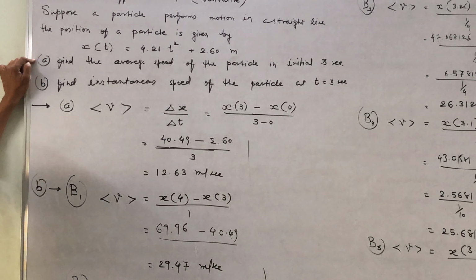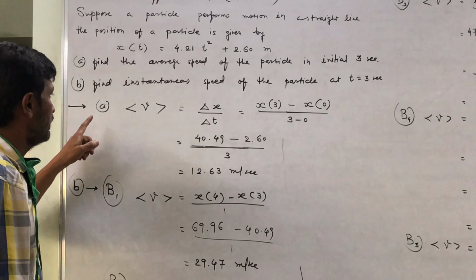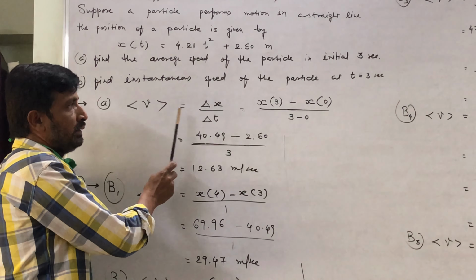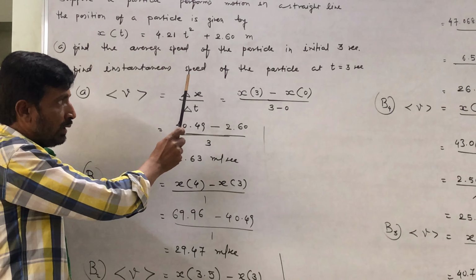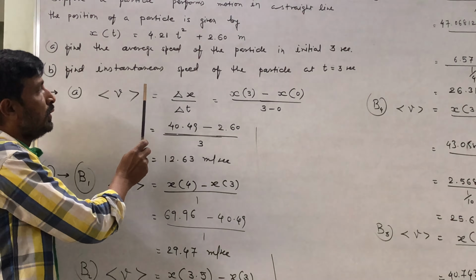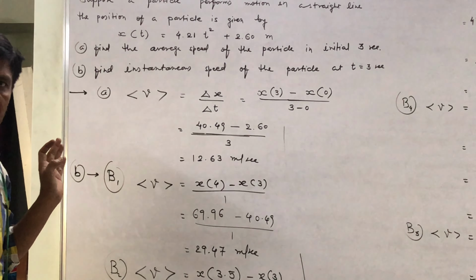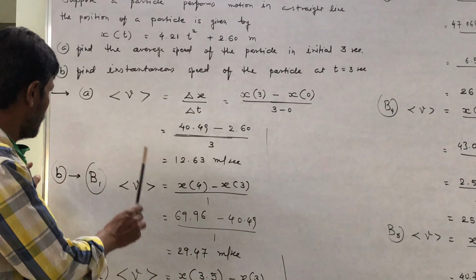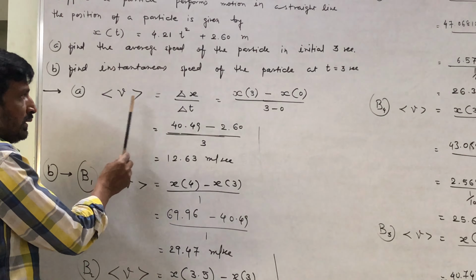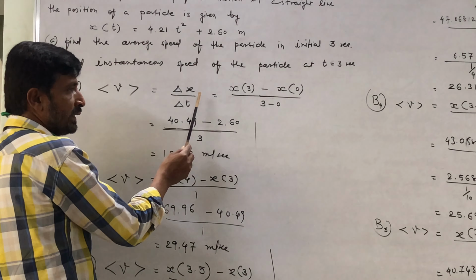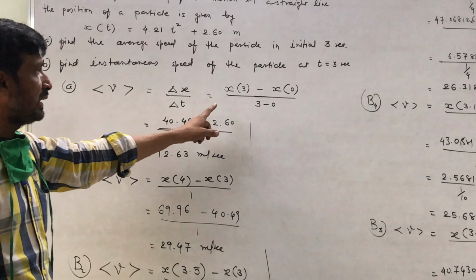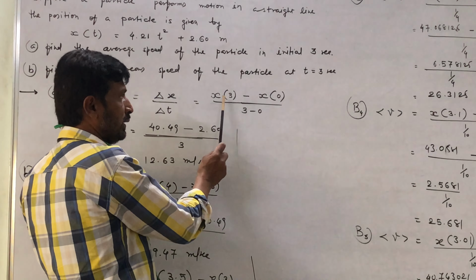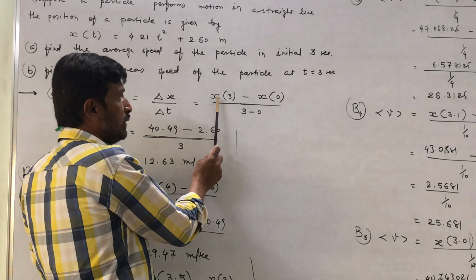First question is average speed in the initial 3 seconds. Here the particle is performing motion in a straight line and it is not taking a U-turn. So average speed and average velocity are equal for this example. Average velocity is change in position, that is displacement, upon time taken. And we want to find the average velocity between t equal to 0 and t equal to 3. So x of 3 is the final position minus x of 0, the initial position, upon 3 minus 0.